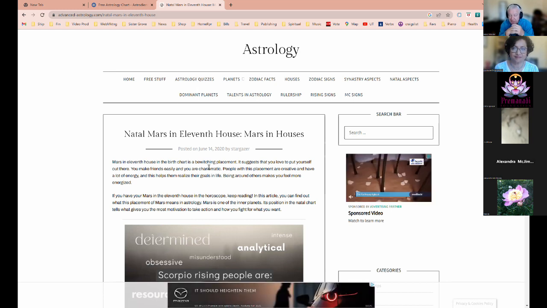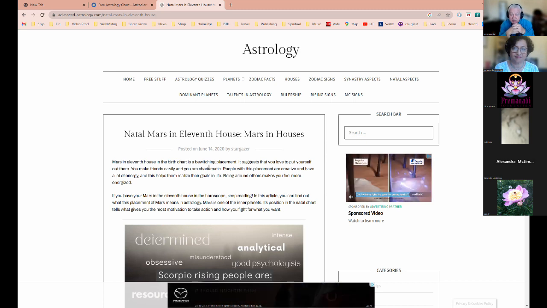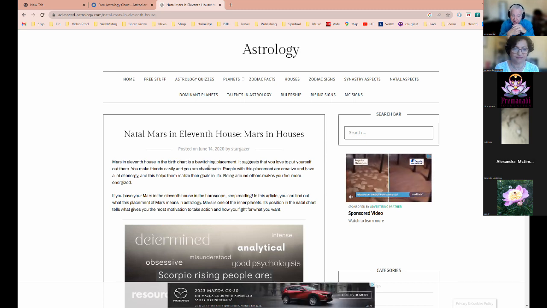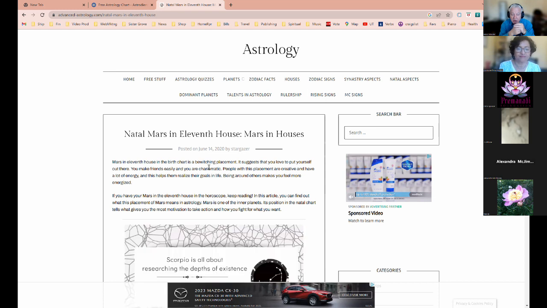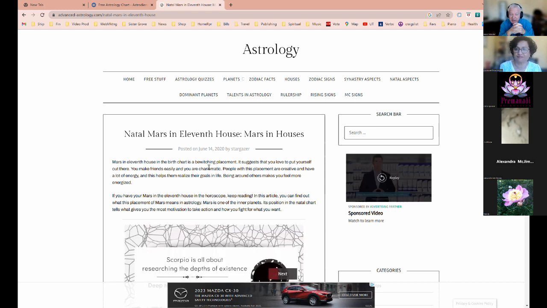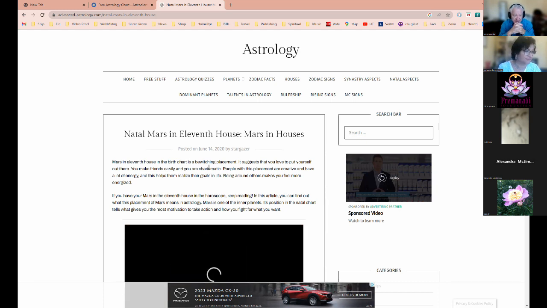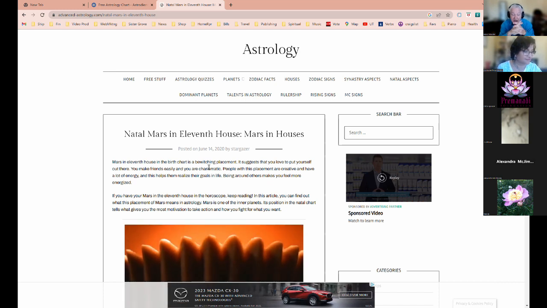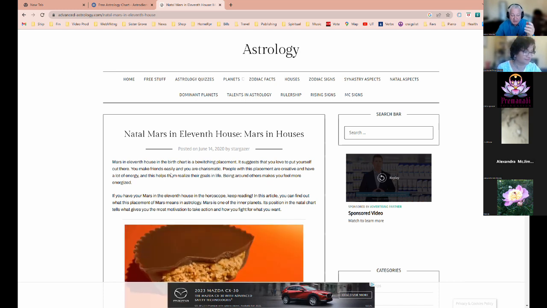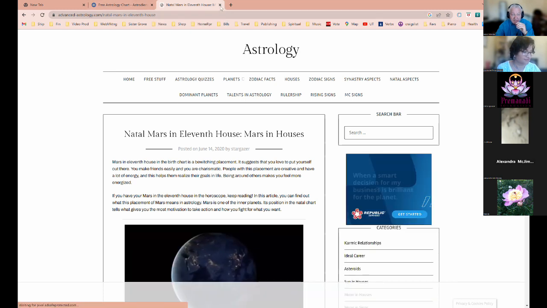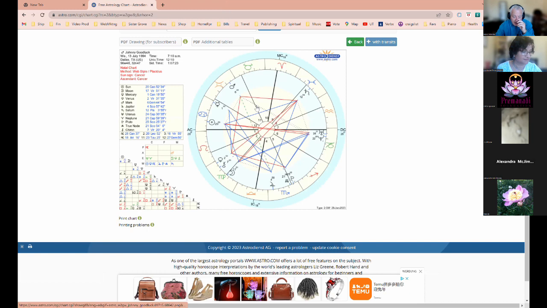But there could be problems coming too. People with this placement are creative and have a lot of energy. And this helps them realize their goals in life. Being around others makes you feel more energized. If you have your Mars in the 11th house in the horoscope, keep reading. In this article, you can find out the placement of Mars in various signs in astrology. Anyways, let's leave that and let's go back to our astrology chart.